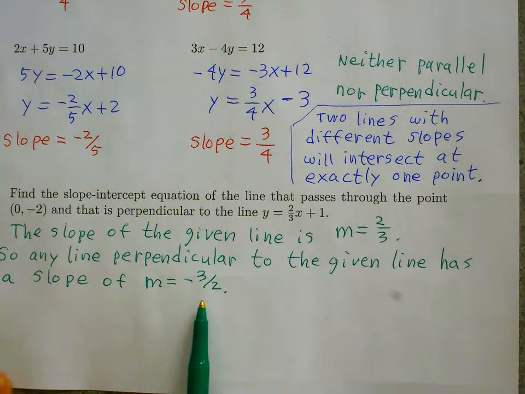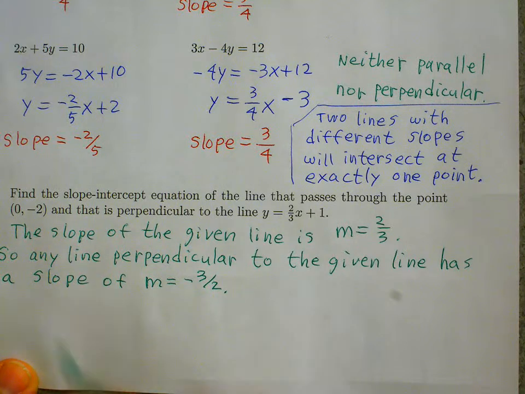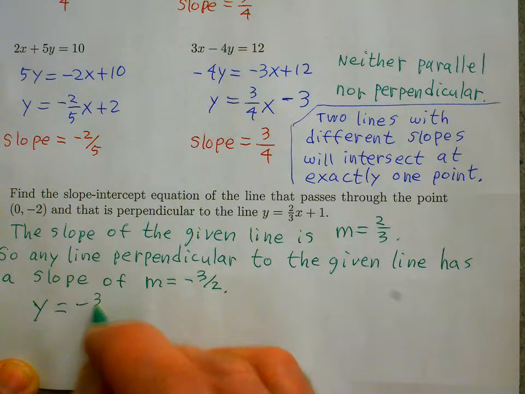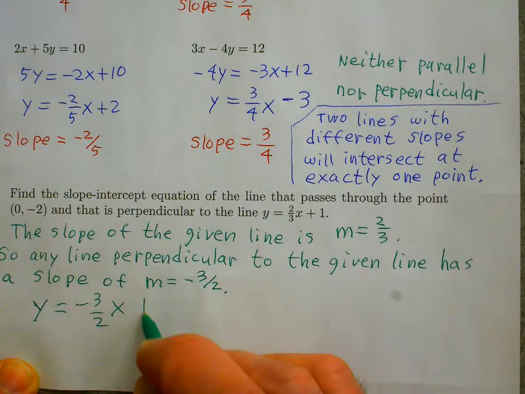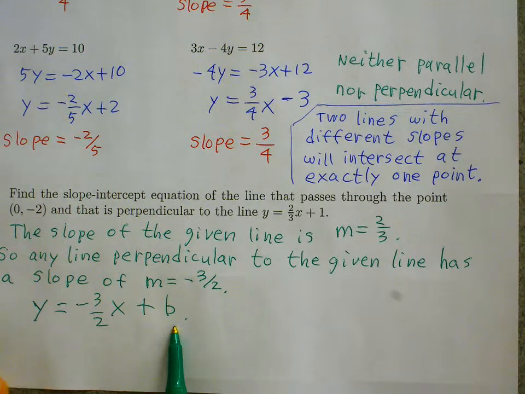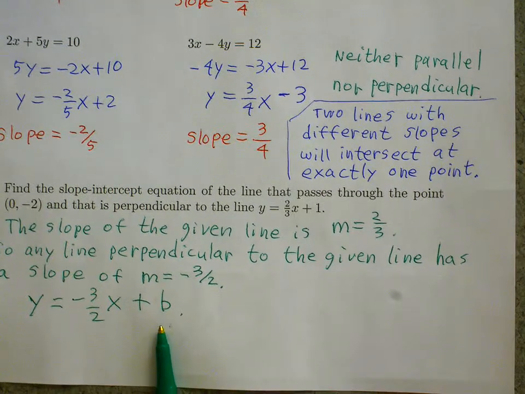Okay, so we have half the information. We want to find the slope-intercept equation of this perpendicular line. So we can at least write y equals -3/2 x plus b. All we have to do now is find b. So do you know what the number b is? Well, remember that b is the y coordinate of the y-intercept.